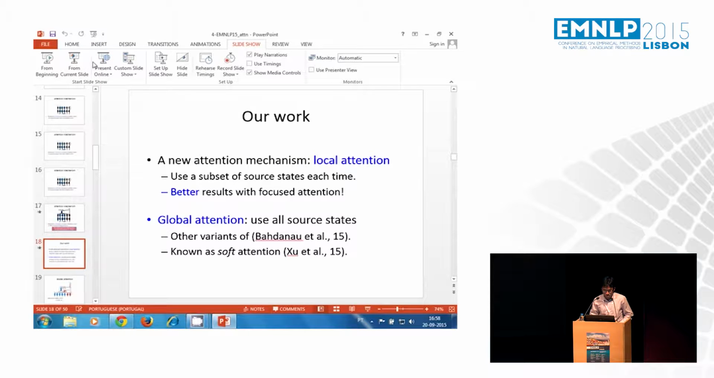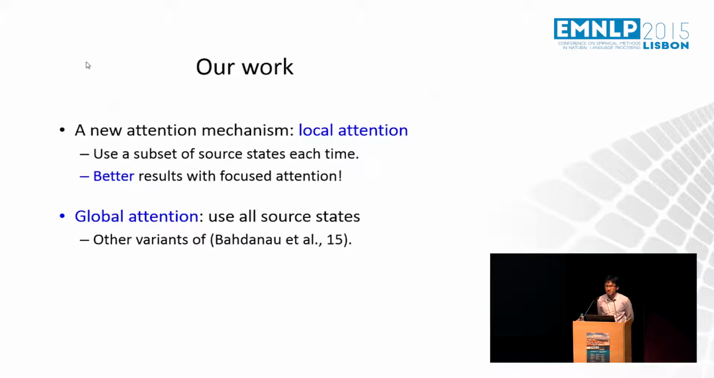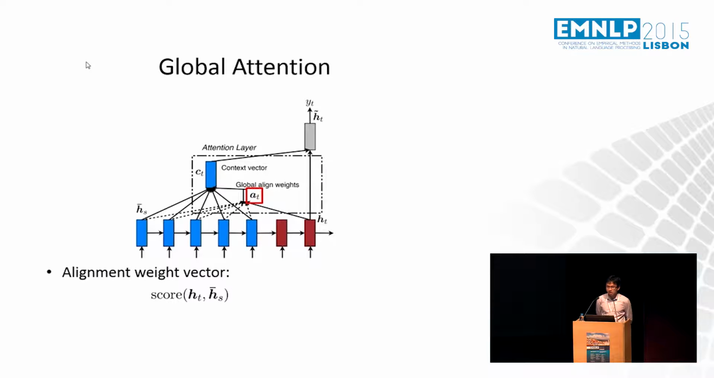Okay. And not just that, I'm trying to look at other variants of the model proposed by Bahdanau. And I call this a global attention because it looks at the entire set of source hidden states. So if you're familiar with the work by Xu et al. 2015, this is known as soft attention.